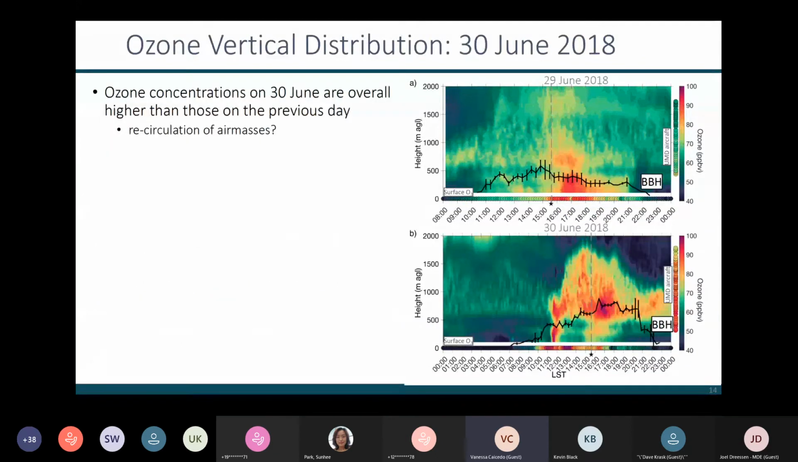For June 30th, we do overall just have higher ozone concentration, especially when we look at the surface measurements.